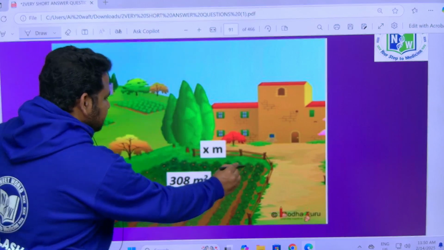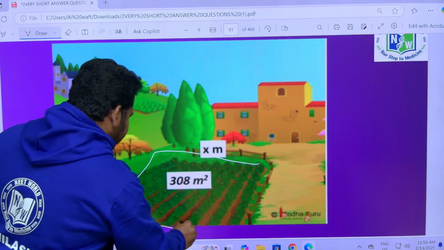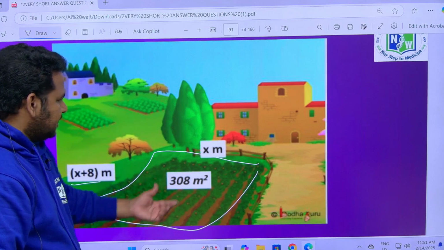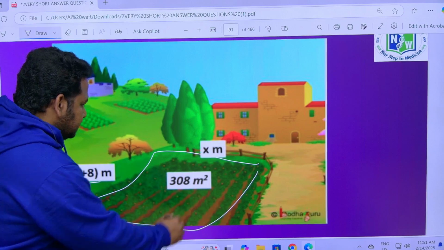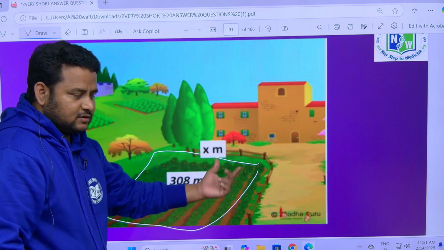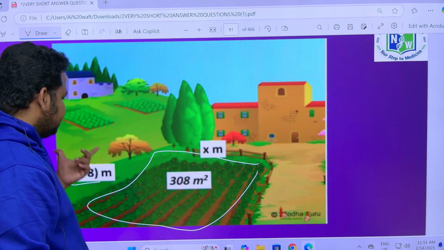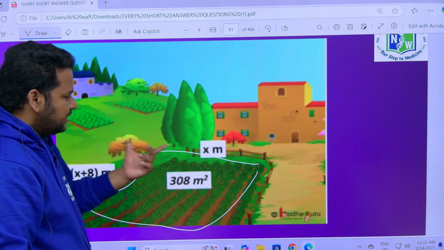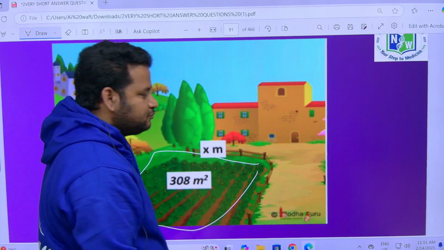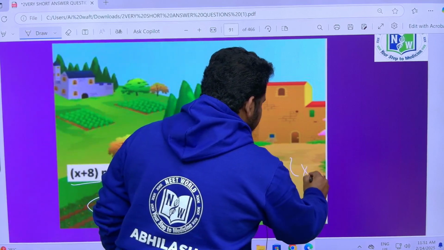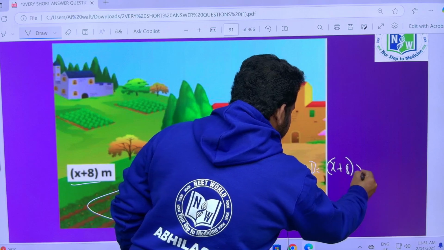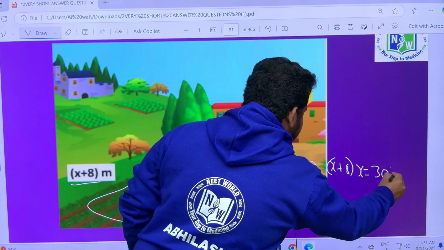Suppose this is a rectangular garden, where one side has length x plus 8 meters and another side is x meters, and the total area is 308 square meters. Suppose you want to find the exact length and exact breadth. At that time, what you will do is, area of rectangle is what? Length into breadth, right? Length into breadth. So this will become what, friends? x plus 8 into x is equal to, area is given as 308.